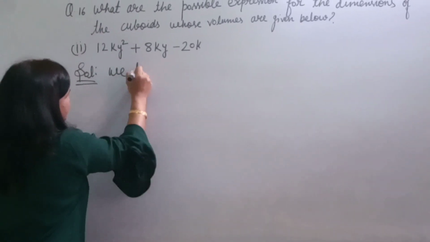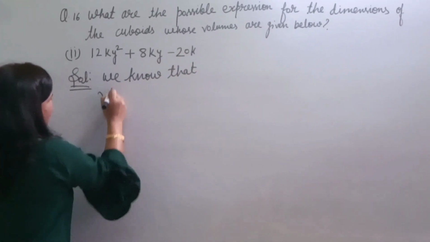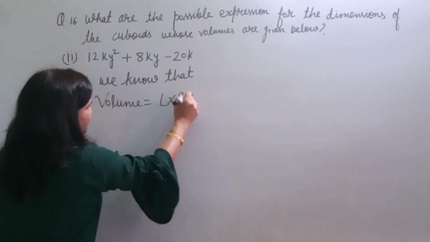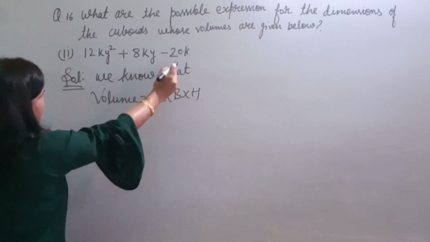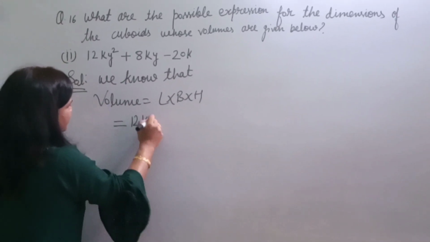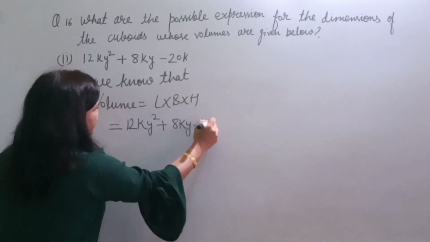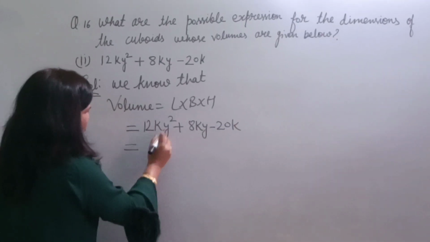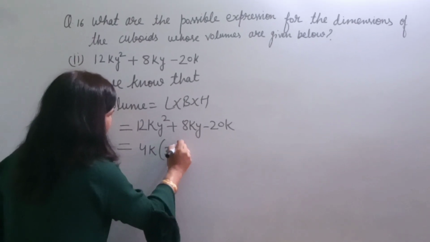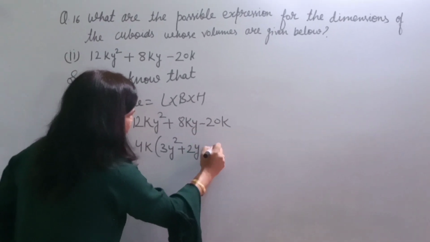We know that volume is equal to length into breadth into height. So first we will convert it into the form of length into breadth into height. So here 12k y square plus 8k y minus 20k. Now we will take common 4k. Then 3y square plus 2y minus 5.